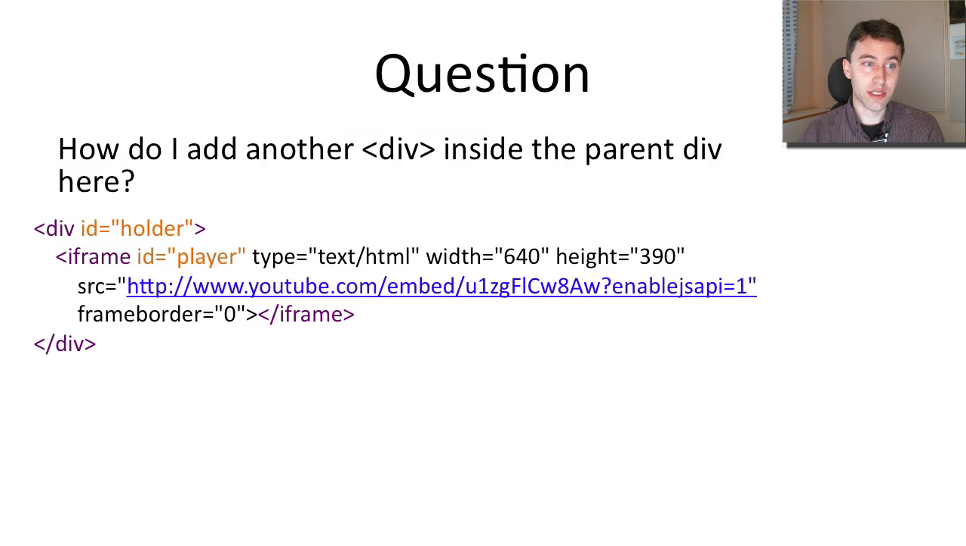So here's a question about this. I've got some JavaScript code here, and I want to add another div inside the parent div here. So if you look at the structure of the code here, I've got a parent div, and inside that I've got an iframe, and I want to add another div inside here. So how do I do that?